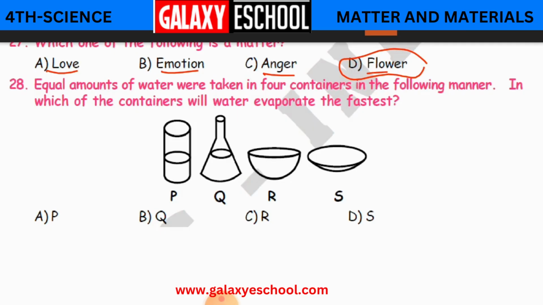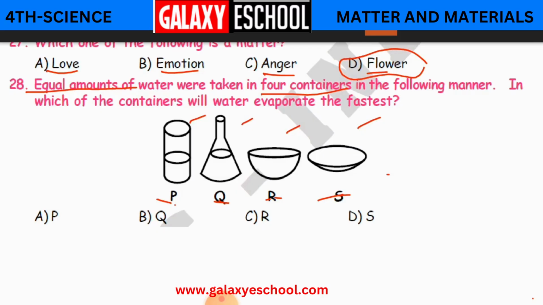Okay, children, clear? Now, 28th question. Equal amounts of water were taken in 4 containers in the following manner, like P, Q, R and S. In which of the containers will water evaporate the fastest? So you have got 4 containers, and you have got equal amount of water in all the 4 containers. Every container is different from its shape.